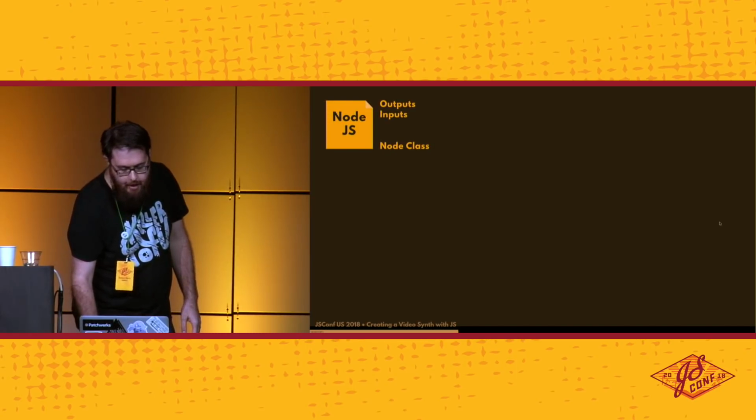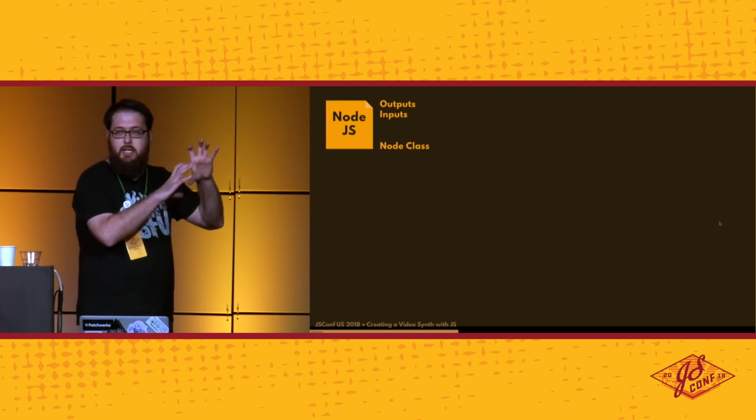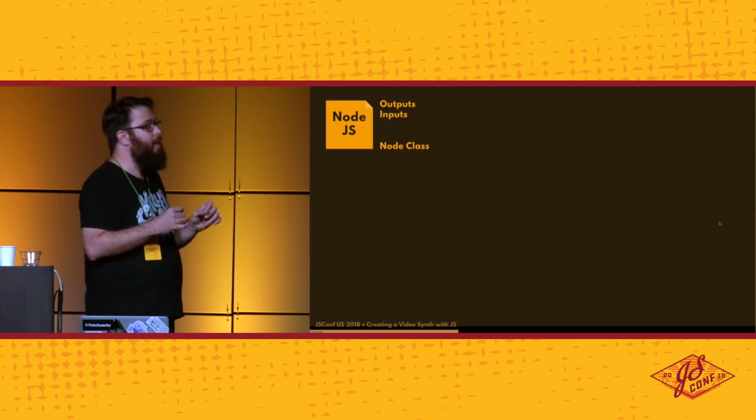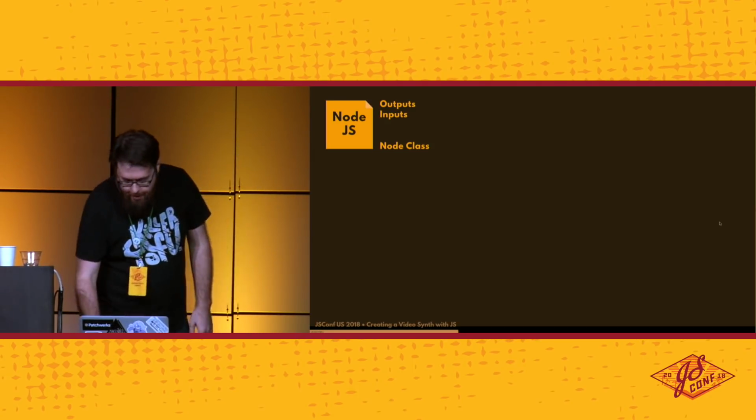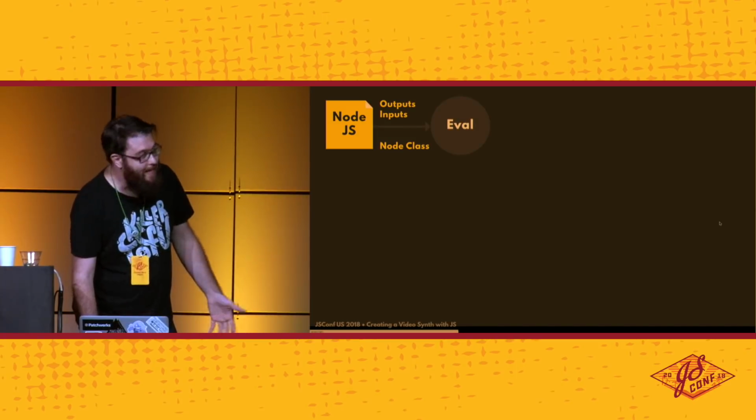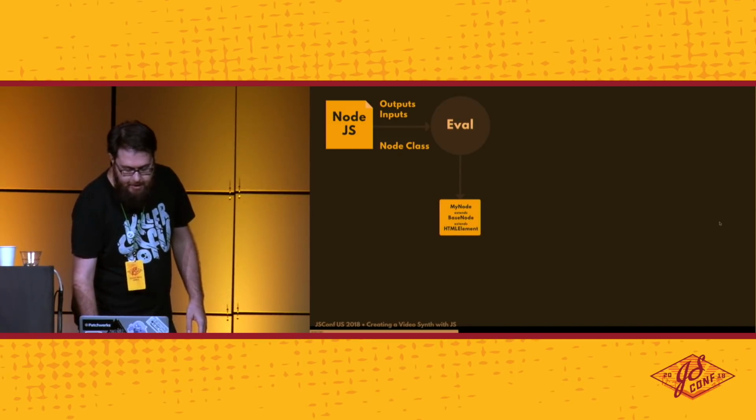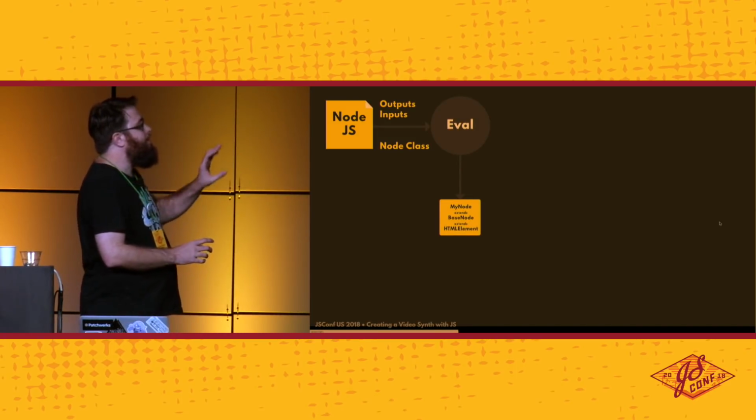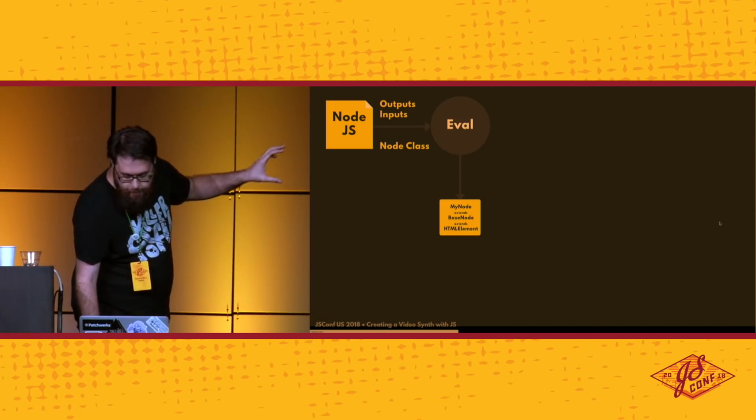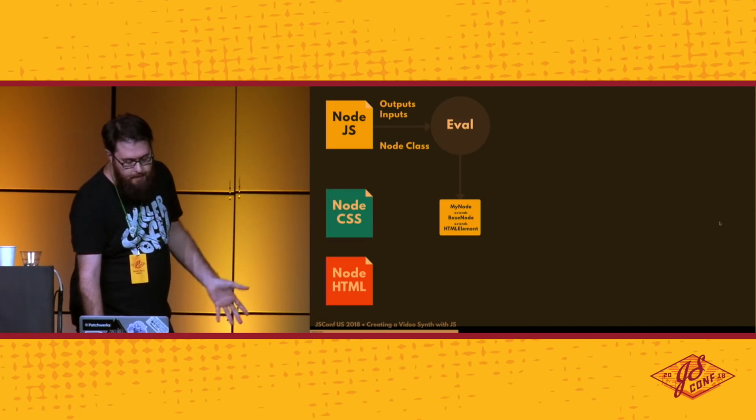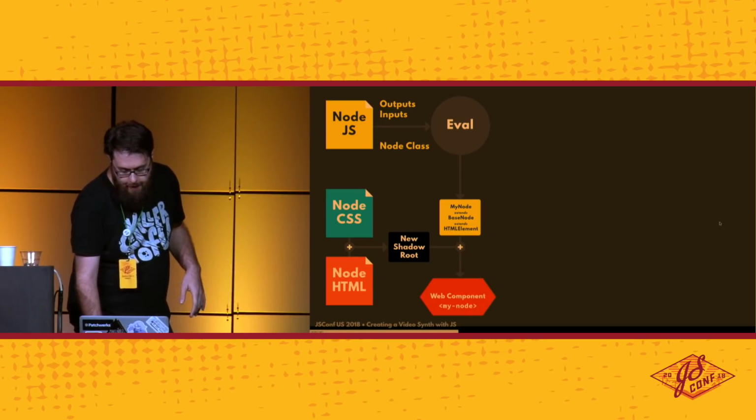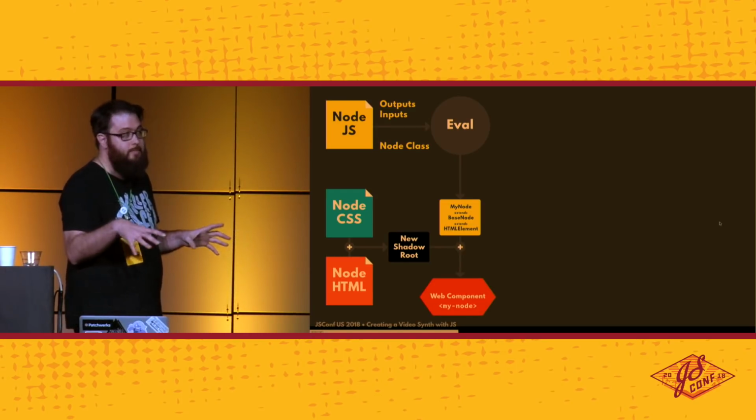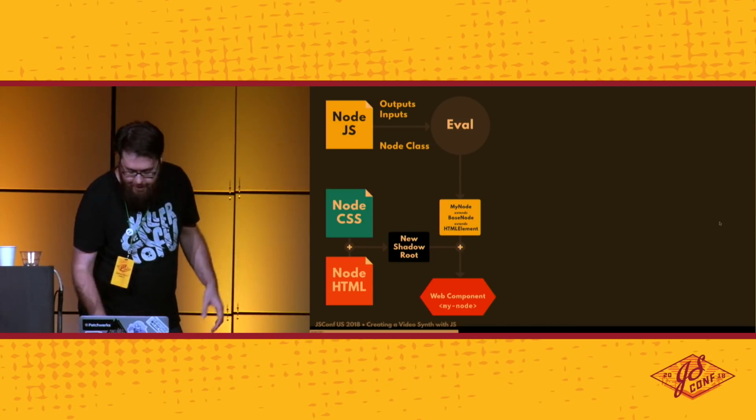And how it works is, like I showed you that code, that's the node.js, I don't mean the framework node, but the JavaScript that makes up each node. Those get evaled into basically a web component class. Then I have a CSS and HTML, which gets put into a shadow root. And those combine into my custom web component that I built for this.